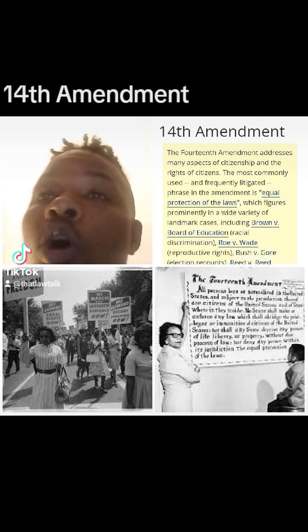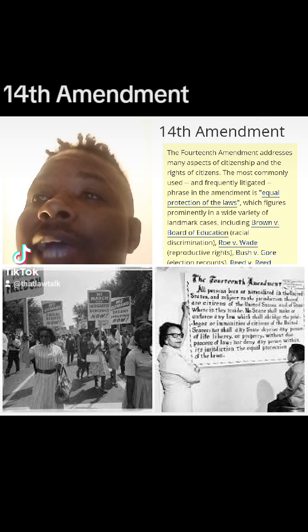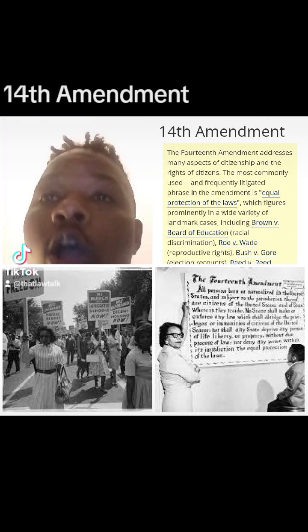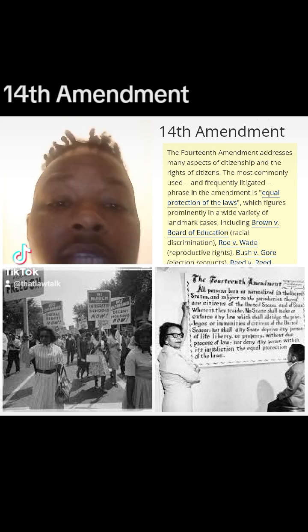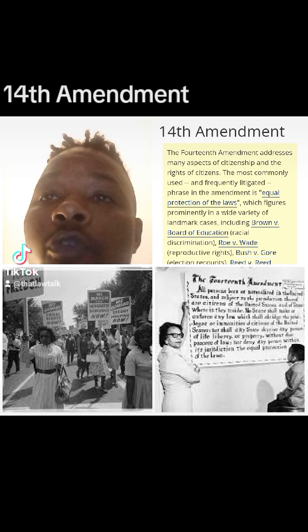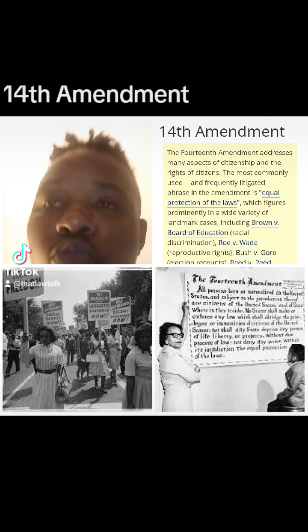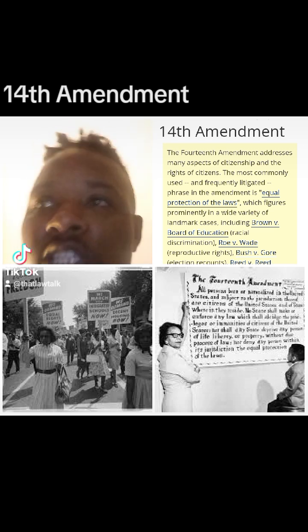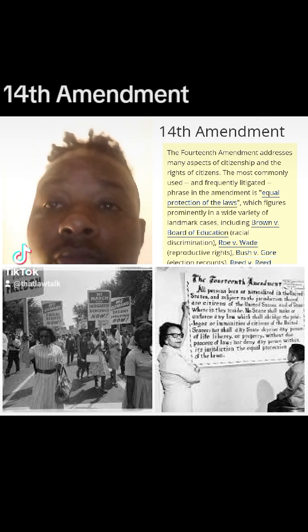Section 1. All persons born or naturalized in the United States and subject to the jurisdiction thereof are citizens of the United States and of the state wherein they reside. No state shall make or enforce any law which shall abridge the privileges or immunities of citizens of the United States, nor shall any state deprive any person of life, liberty, or property without due process of law, nor deny to any person within its jurisdiction the equal protections of the law.